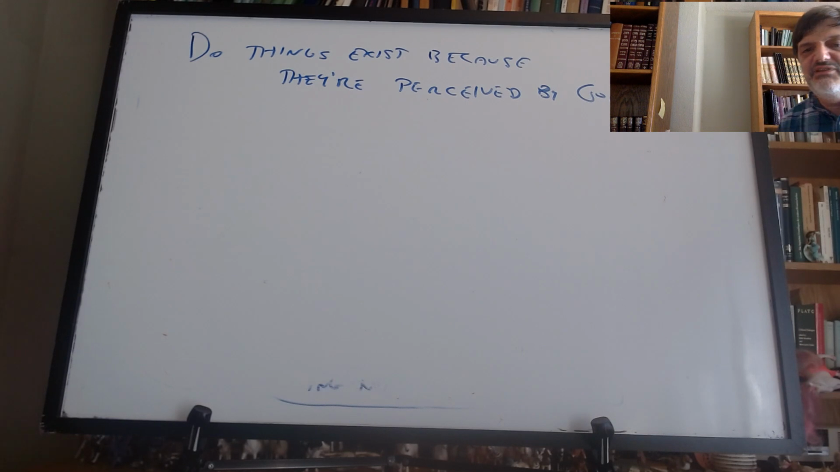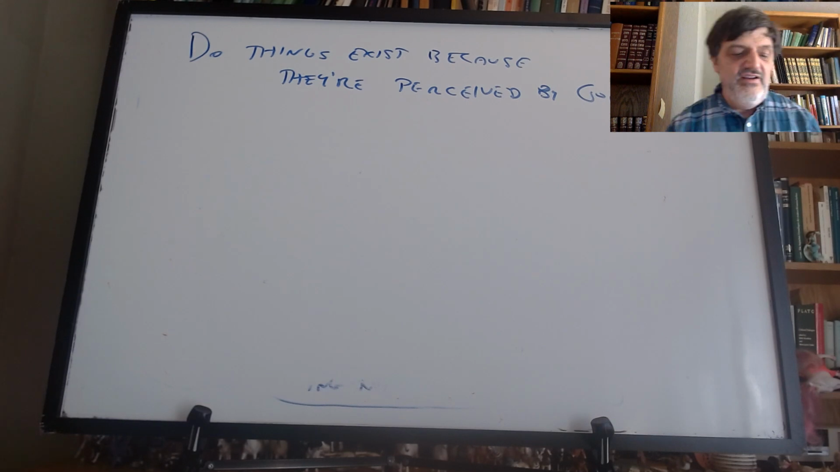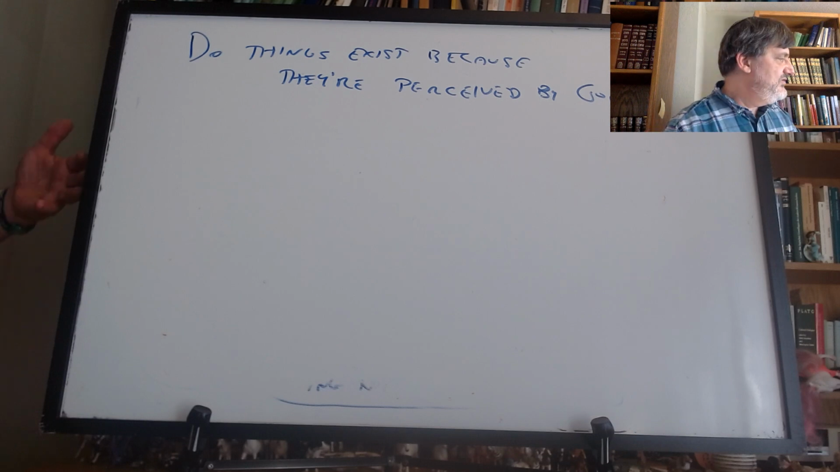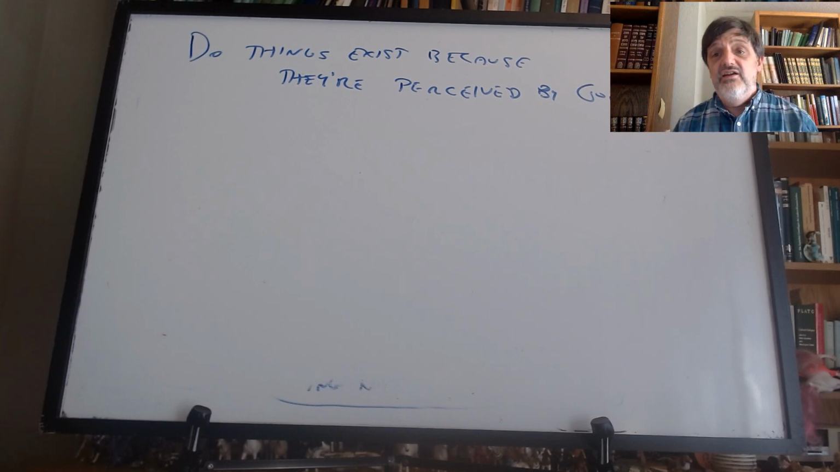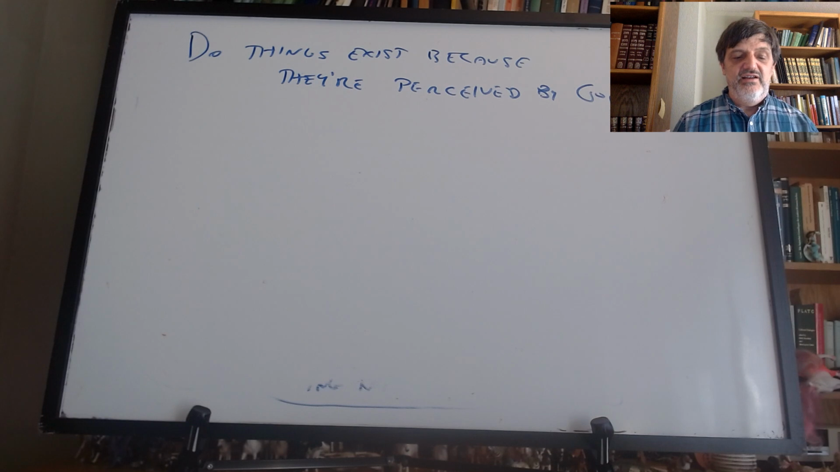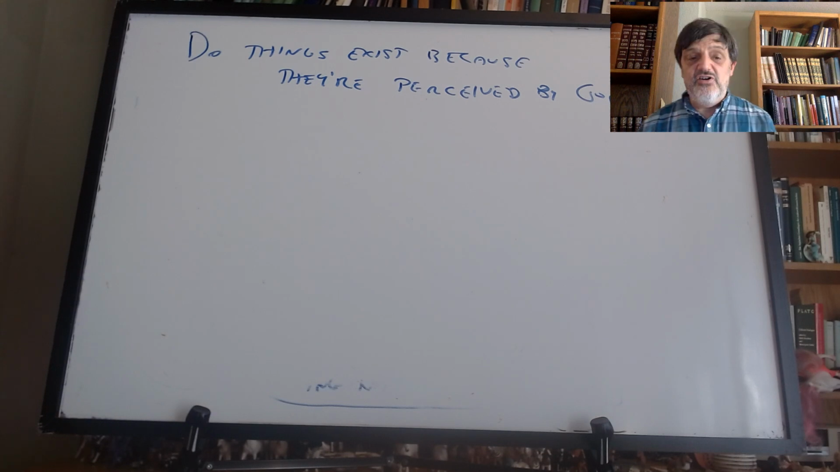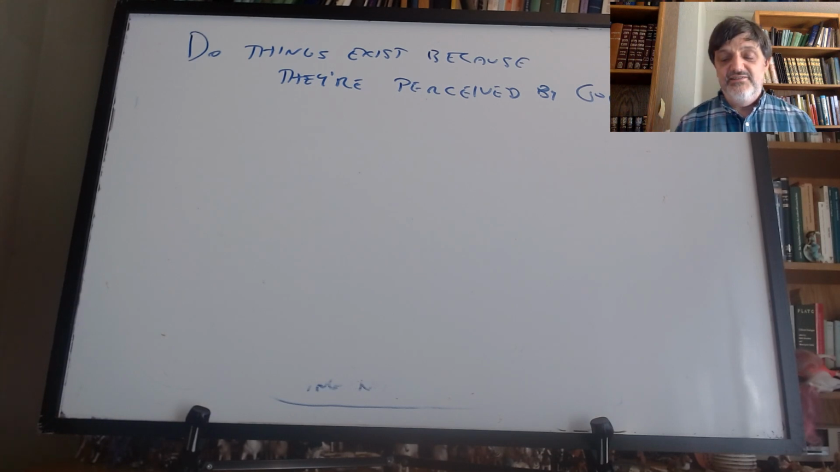Do things exist because they're perceived by God is the question. Right? So the three alternatives that he presents, when I say this whiteboard exists, what could I mean? Either it exists in my mind, that is, it's perceived by me, or it exists in the mind of some other created spirit, that is, it's perceived by some other finite thing, or it subsists in an eternal mind, that is, God perceives it.